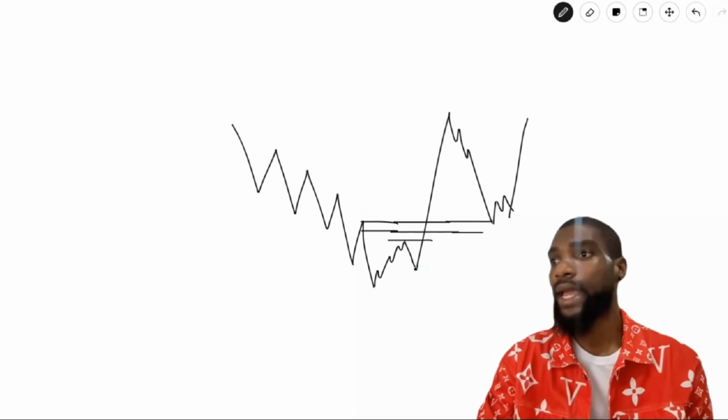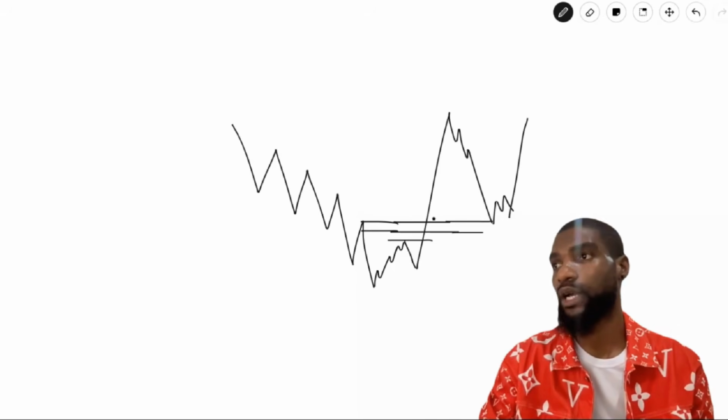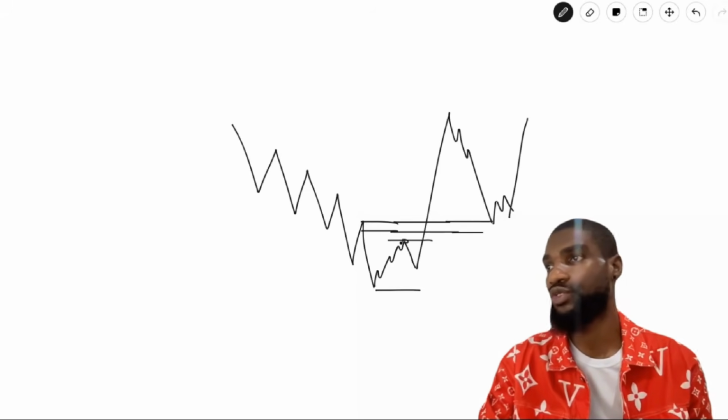Now, why am I using this as my breaker block entry? I'm using this as my breaker block entry because this high here did not create a new low, right? This lower high did not create a new low. So you taking this as your breaker block entry means that you're definitely going to miss entry.